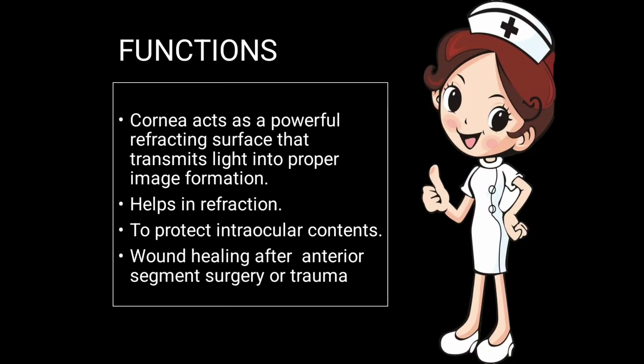Now, what are the functions of the cornea? The cornea acts as a powerful refracting surface that transmits light for proper image formation. It acts as a powerful refracting surface due to its transparency. First of all, the light strikes the cornea, then passes on to the aqueous humor, then the lens, then the vitreous humor, and then the image is formed on the retina. So it is the first structure where the light starts refracting, and it gets converged by the power of 45 diopters.